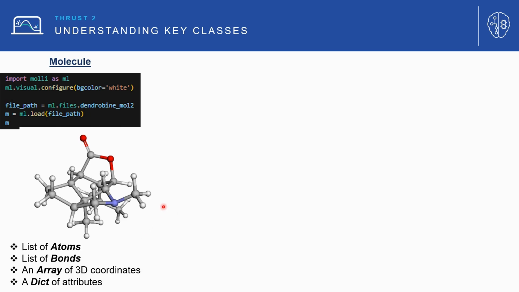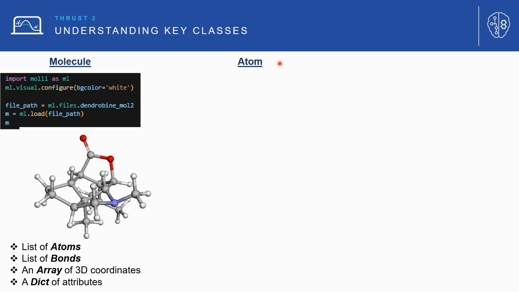And the representation you're seeing here is through our integration with Py3DMol. But if you're actually looking at the molecule itself, you'll see that it's made up of a few key components, including a list of atoms, a list of bonds, an array of 3D coordinates, as well as a dictionary of attributes that isn't defined at the moment, but you can essentially set them as you are going along if you find any properties of interest.